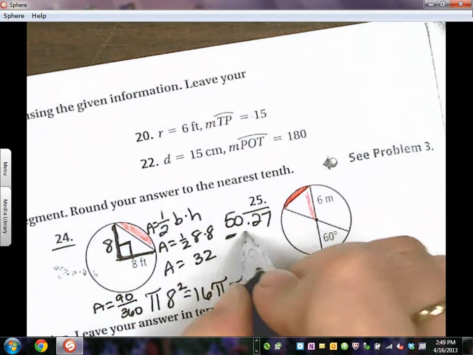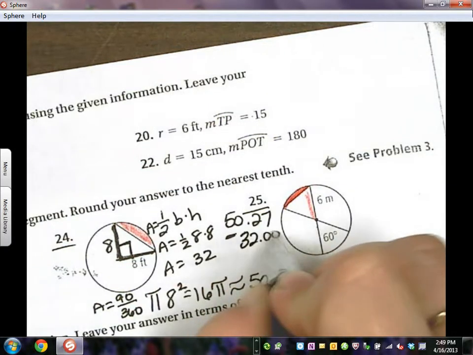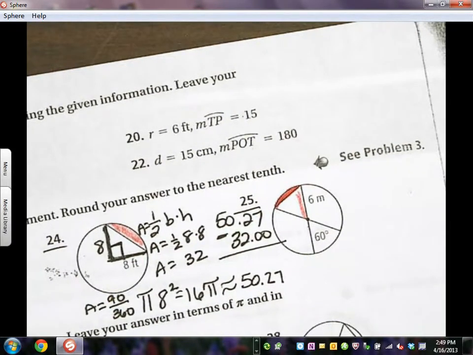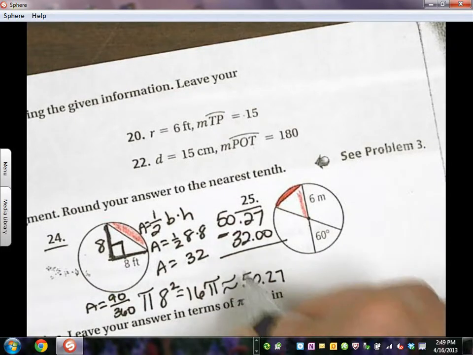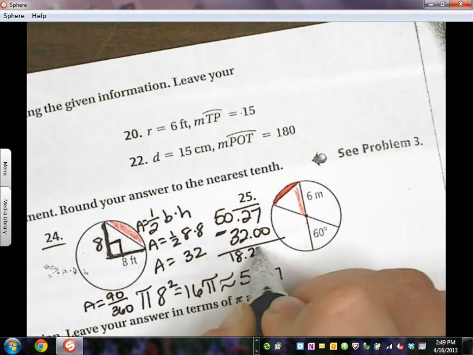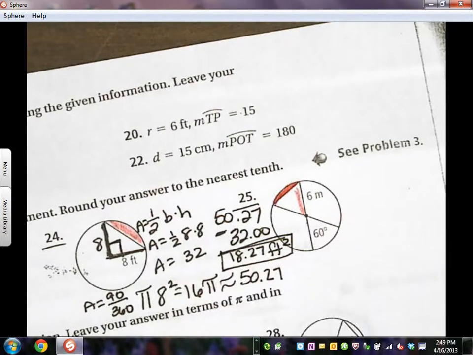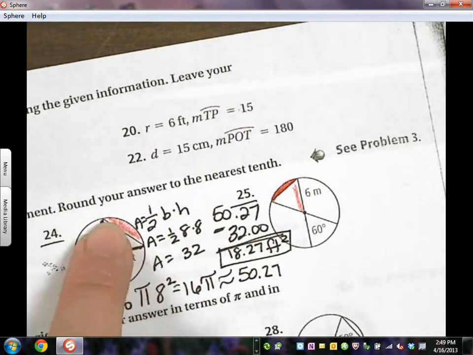So I'm going to subtract 32, and I'm going to get 50.27 minus 32 is 18.27. And remember, my units are squared. That right there is how much this little red piece is.